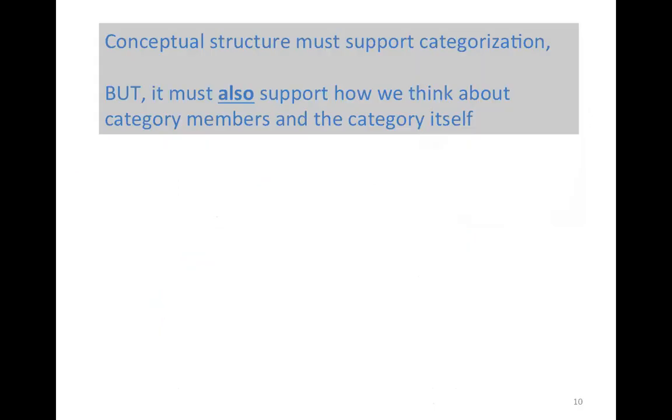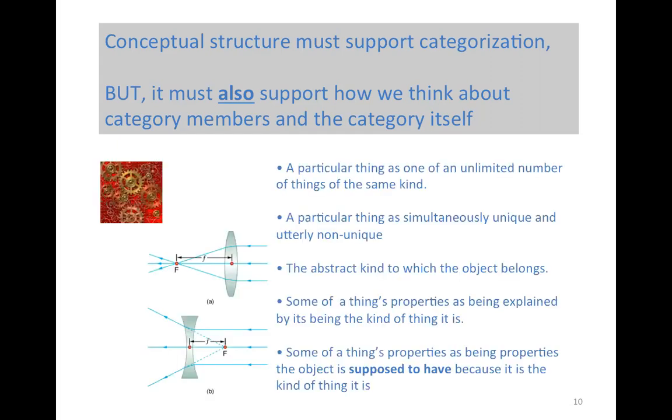Now, obviously, conceptual structure has to support categorization, but it must also support how we think about category members and the category itself. And in this talk, I'm going to focus on the fact that concepts such as dog must support the perspective outlined in these 5 points that I spoke about earlier. And we'll want to see what kind of structure the concept has to have so that it provides this perspective.